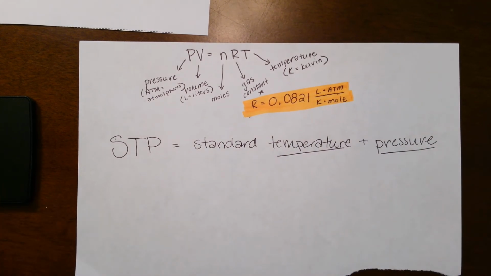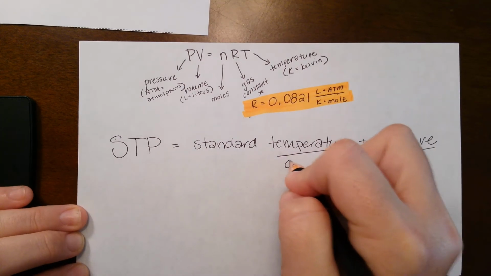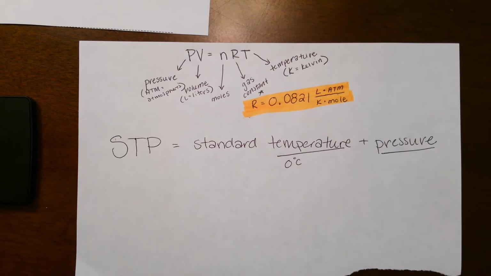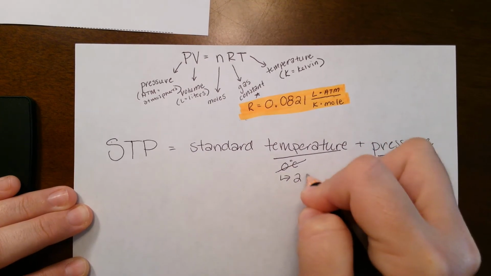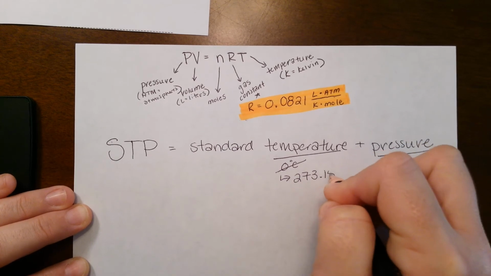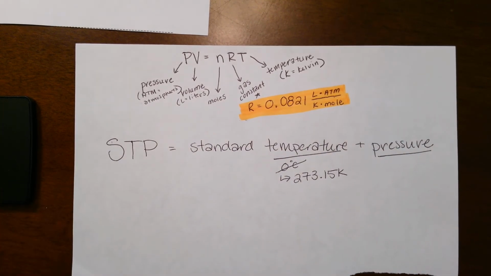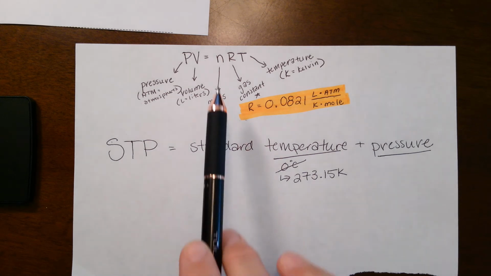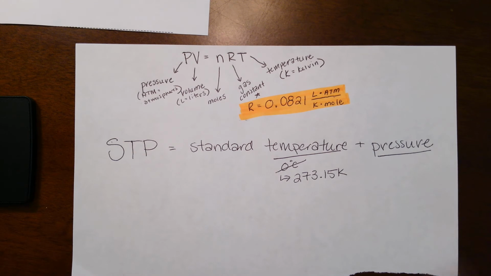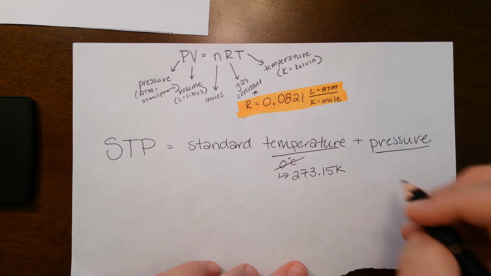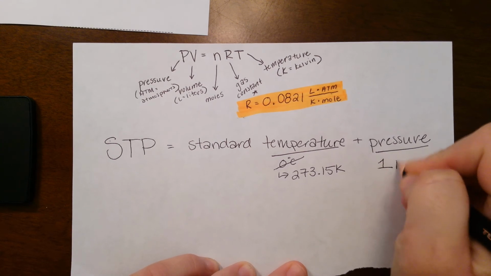The temperature is always going to be the exact same. It's going to be 0 degrees Celsius, but again, we know we never plug in Celsius. It's always going to be Kelvin, which will be 273.15 Kelvin. For our pressure, there's a ton of different units you can use, but if we're using our ideal gas law, which is what this whole unit is about, we want our pressure unit to be atm. So the STP pressure is going to be 1 atm.